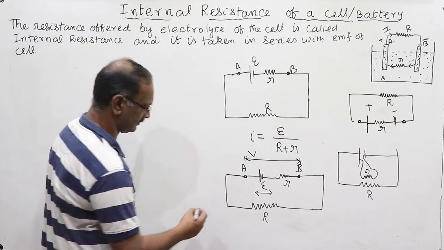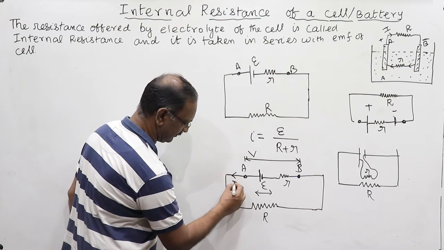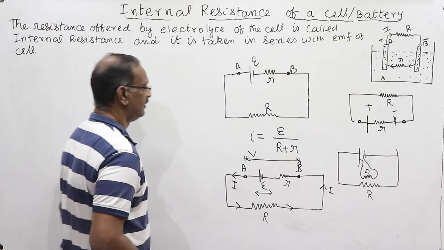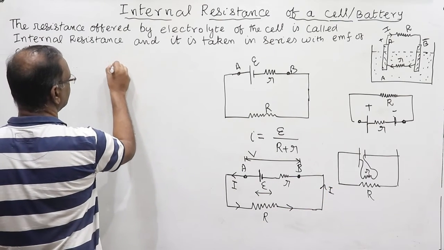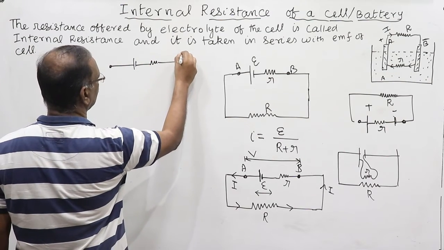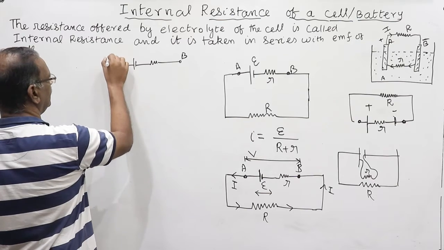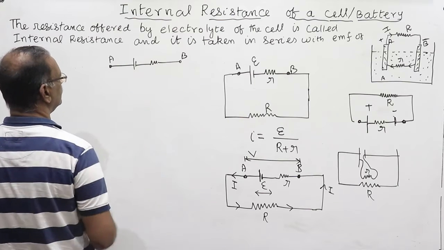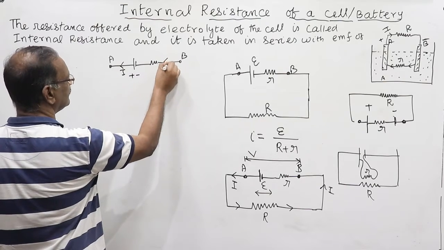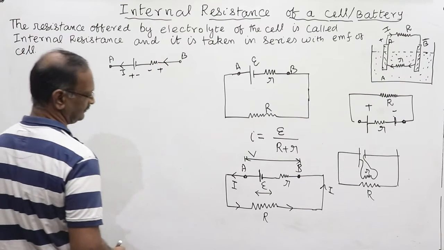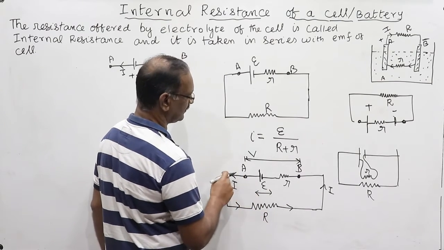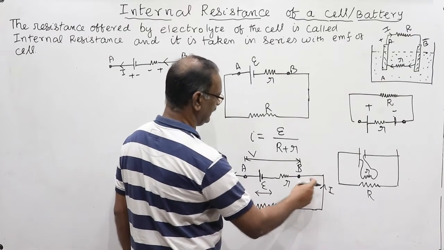Say I is the current through this. Suppose when it is connected, the current will flow like this. Now let us take the equation, that is Kirchhoff's voltage law. We take this portion of it. This is point A and this is B, that is the terminal. Since current is moving this way, this will be negative and this will be positive. So when we apply Kirchhoff's voltage law, we move from here to here, here to here, and here to here.